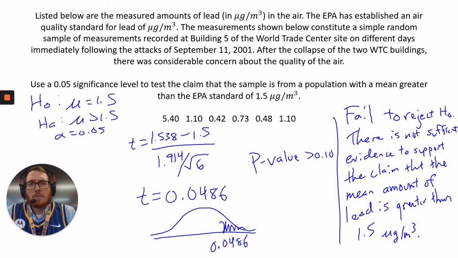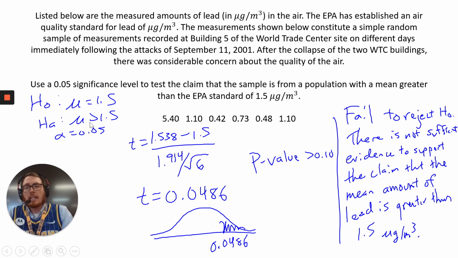The next one has a lot of information here, but this is about how much lead is in the air. The measurements were taken by one of the buildings at the World Trade Center site after 9/11 occurred. With the collapse of the buildings, there were considerable concerns about air quality, which is still showing its ramifications today. Use a 5% significance level to see if the population has a mean greater than the standard of 1.5 micrograms per meter cubed, and this is just the units that are being used.